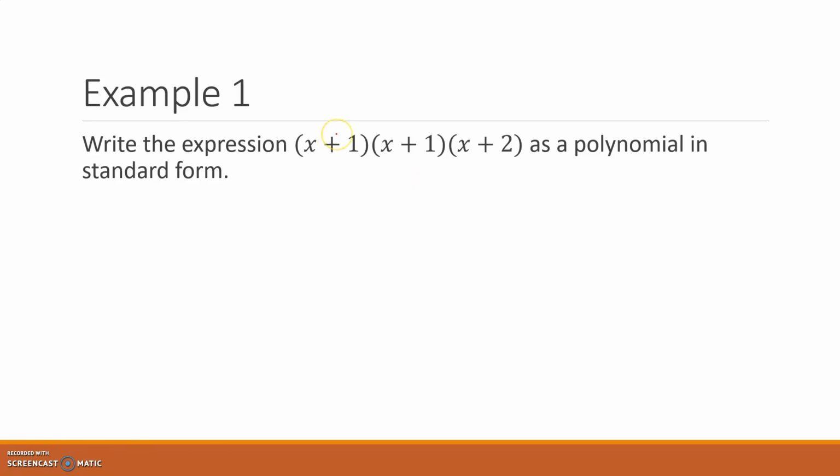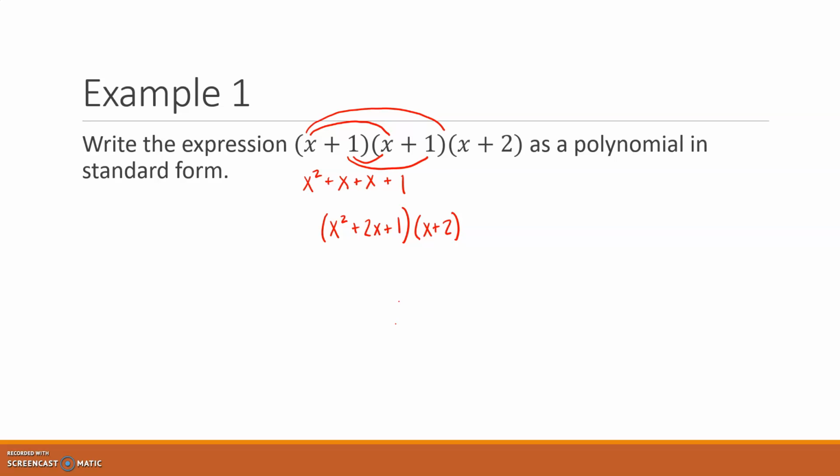I'm just going to put the first two together since they're right there. And so we know that FOIL says do the firsts, which would give us x squared, the outers, which would give us plus x, the inners, plus x, and then the last term, so plus 1. And if I rewrite that, I'm going to get x squared plus 2x plus 1. And then we've got x plus 2.